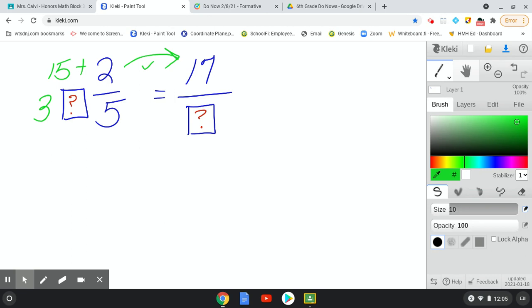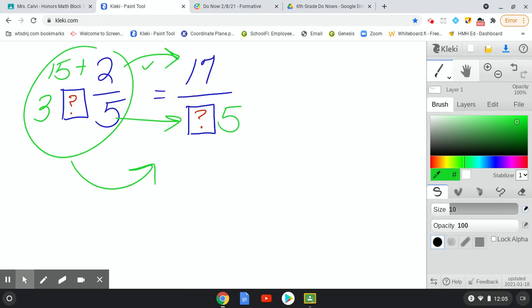I also know that when I change a mixed number into an improper fraction, the denominators stay the same. So I know that this 5 is going to stay the same. So my missing numbers here were 3 and 5. All right, so you just kind of have to think about what information you would need in order to get your missing number.